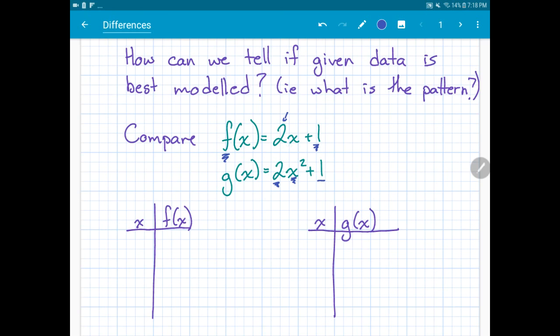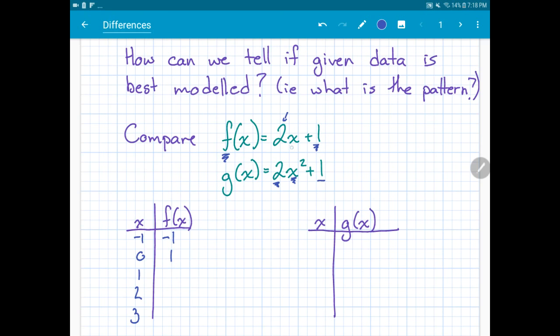So I'm going to start off with this one, and I'm just going to put in minus 1, 0, 1, 2, and 3. So when I put in minus 1 here, multiply by 2, and add 1, I'm going to get minus 2 plus 1, which is minus 1. Next time, I'm just going to take my number, multiply by 2 like I do, get 0, and then add 1, and I'm going to get 1.